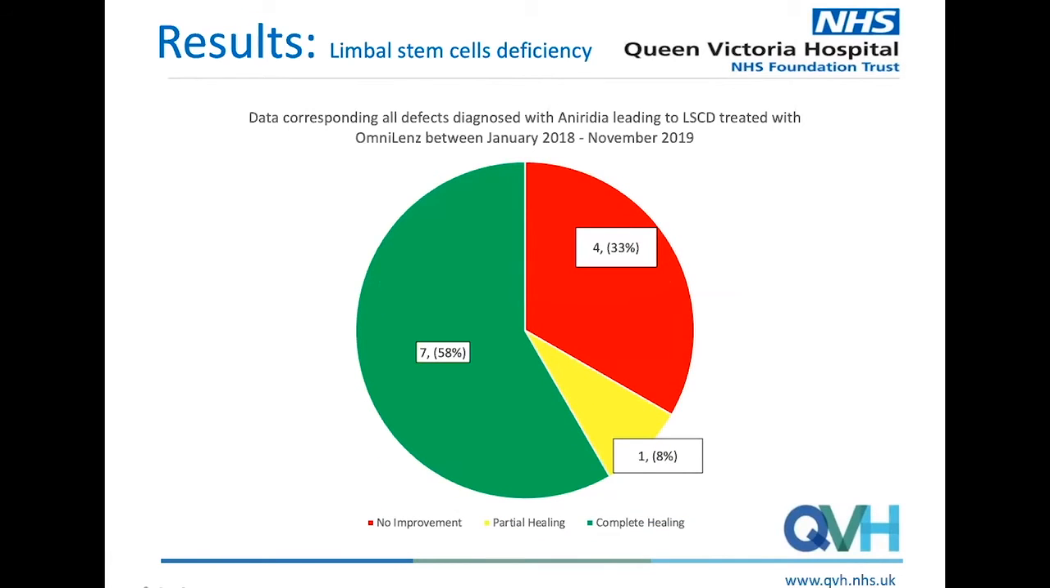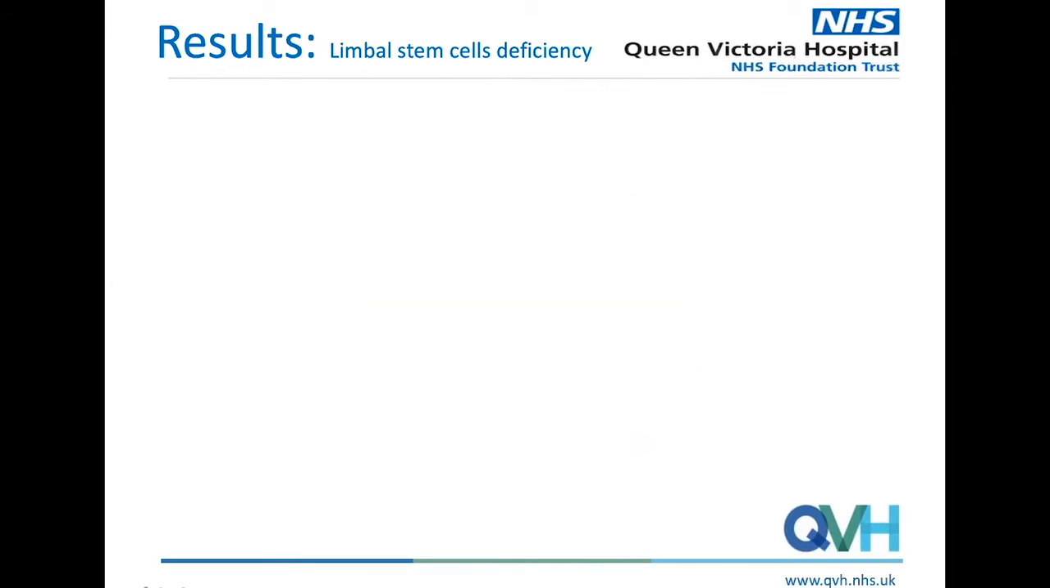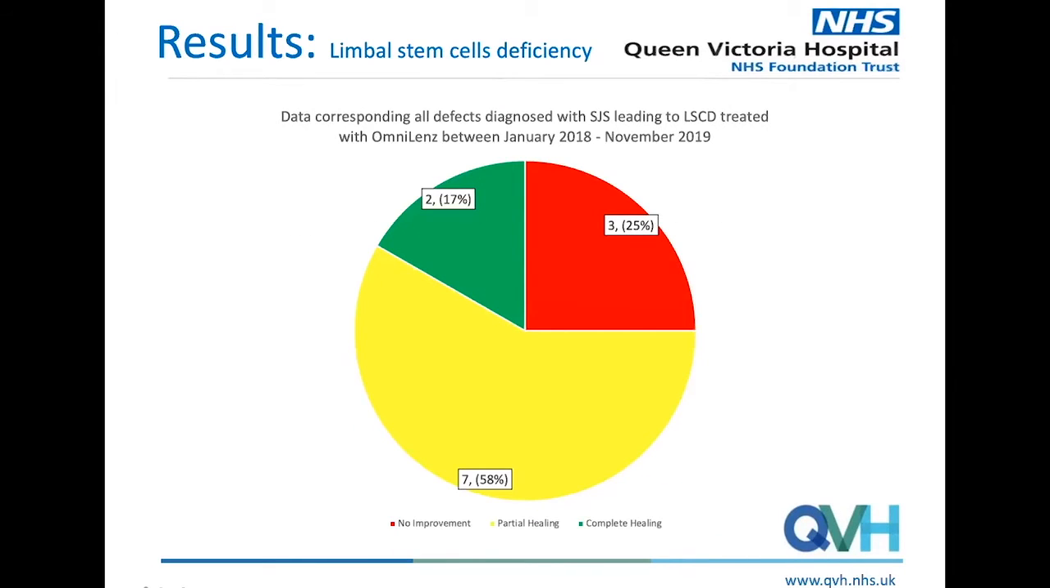Similarly, limbal stem cell deficiency secondary to aniridia, we had 12 patients in the group. 7 of them showed complete healing, 1 partial healing, and 4 incomplete healing. In Stevens-Johnson's group, we had 58% showing partial healing, and 17% showed complete healing.